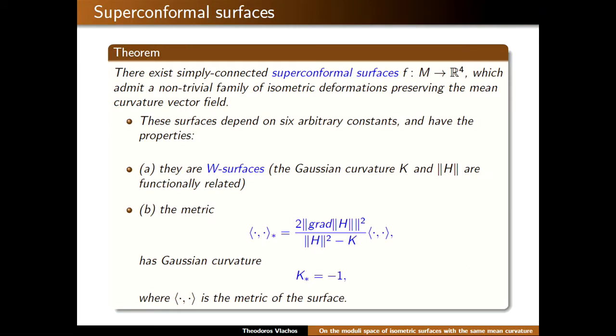It remains to say something about superconformal surfaces. In this case, there is a local result, which is comparable with the result of Chern about surfaces in R3. It says that there are many superconformal surfaces that allow this kind of deformations. Actually, these depend on 6 parameters. They are Weingarten surfaces, meaning that the length of the mean curvature vector field and the Gaussian curvature are related by some function. And this conformal metric has now Gaussian curvature equal to -1.